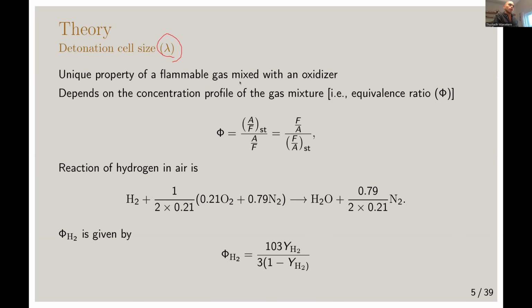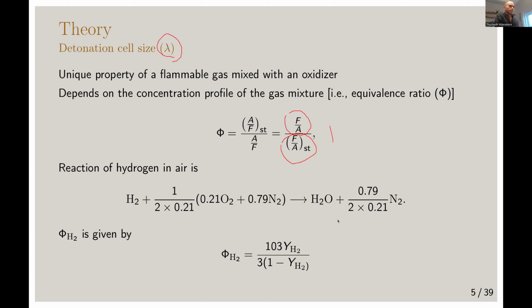So it depends on the concentration profile of the flammable gas, which can also be represented as the equivalence ratio, which is the fuel to oxidizer ratio in the actual mixture compared to the fuel to oxidizer ratio in the stoichiometric mixture. So if you have a stoichiometric mixture of fuel and the oxidizer, the equivalence ratio will be 1. If you have less fuel, it will be less than 1. And if you have more fuel than actually needed, then it will be more than 1.